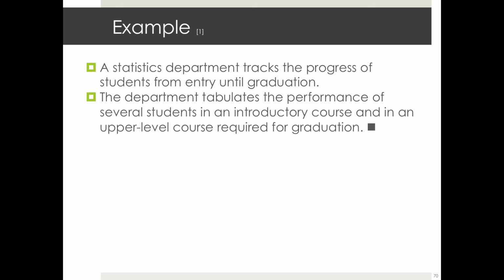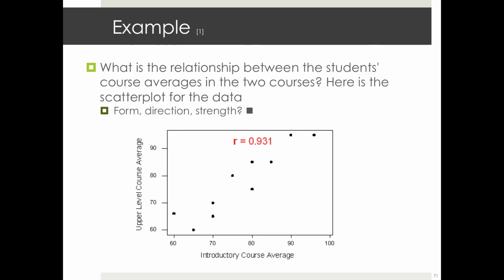A statistics department tracks the progress of students from entry until graduation. So the scenario here is a college. It has a stats department and is trying to figure out how students do from the point where they enter the college or university until they graduate. And the department tabulates the performance of several students in an introductory course and in an upper level course that's required for graduation. And let's suppose you look at the relationship between these two values.